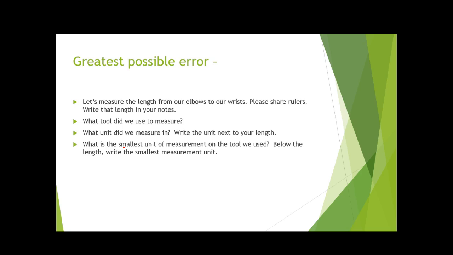What is the smallest unit of measurement on the tool we used? In most rulers, it's either 1/2 of an inch or 1/16 of an inch, or you could have measured in centimeters, and I think they go down to millimeters sometimes. So write down the smallest measurement. Question is, could we be more precise? Can you use smaller units to be more exact on your length, or would you have to guesstimate to be more accurate?